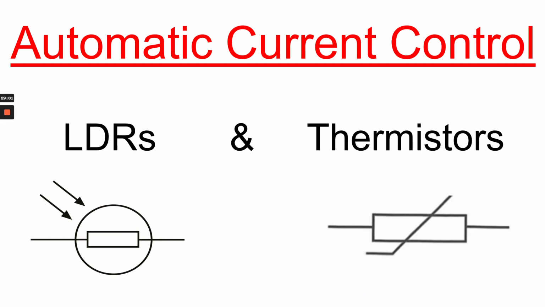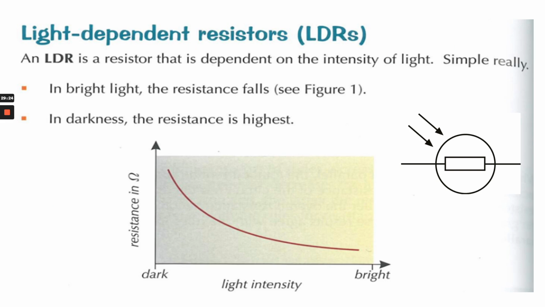Now on to automatic current control. A variable resistor we have to use ourselves. I have to press the volume up, I have to press the volume down, I have to change my screen brightness. This does it all automatically. Now for the LDR, that stands for light dependent resistor. The arrows indicate light. A thermistor has got a weird shape, I can't explain it. So a light dependent resistor has a very high resistance in the dark and a low resistance when it's bright.